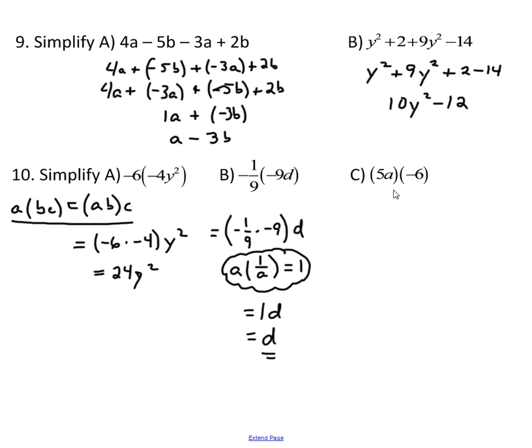Let's do one more, 5a times -6. Well, this should be pretty clear by now. We're going to be using our associative property. Once again, 5a times -6 is going to be the same thing as -30a.